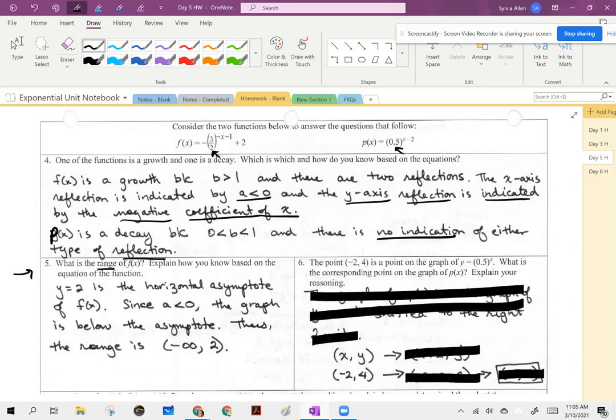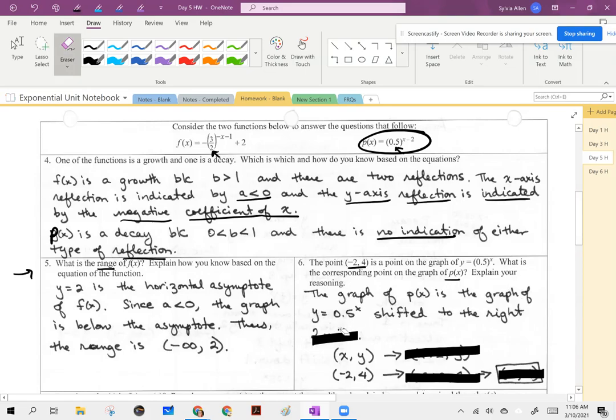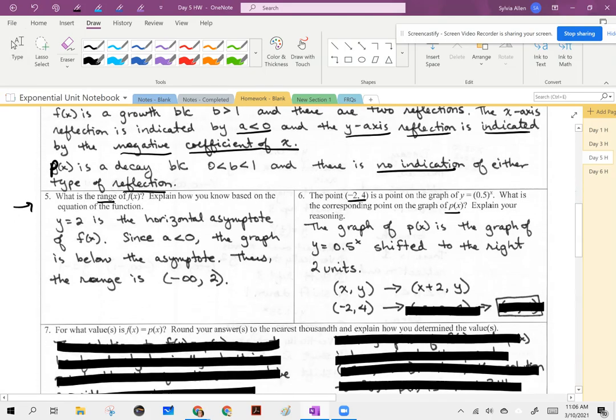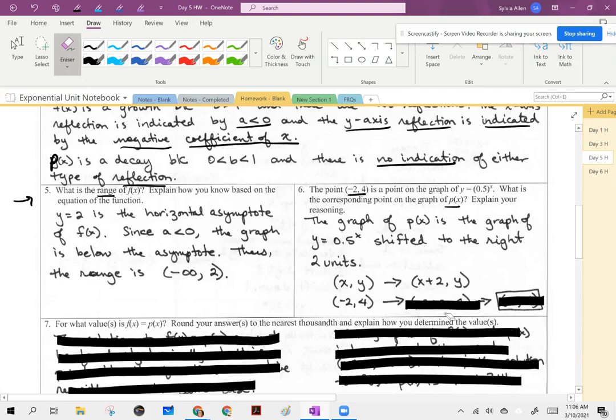All right, so here we've got the point that corresponds to negative 2, 4, and it's a point on the graph of y equals 0.5 to the x, so it's like the parent. What's the corresponding point on the graph of p of x? So we're here, and explain your reasoning. Okay, so remember that we have the point x, y, and it's negative 2, 4, that's the parent. So what we have to do is identify the shifts. So we're going to talk about our explanation right here. The graph of p of x is the graph of the parent shifted to the right 2 units. So that just means the new ordered pair follows this rule, which means negative 2 plus 2 is going to be 0, and the y stays the same. So we've got 0, 4.